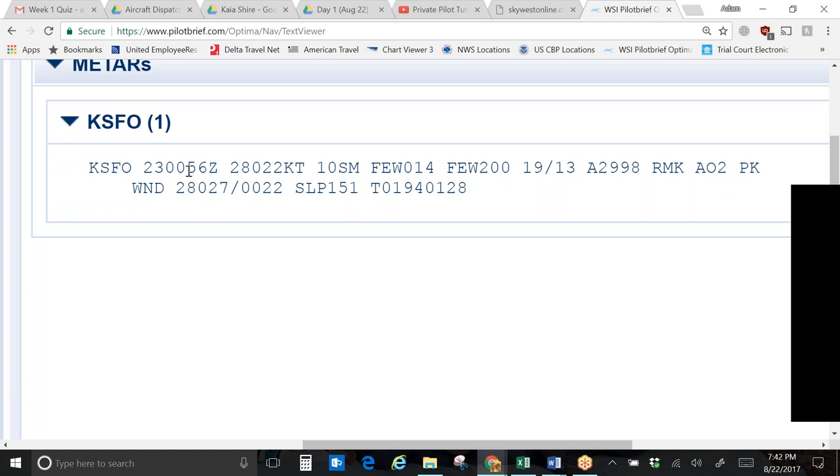Like their midnight Zulu is more like 7 o'clock or 6 o'clock here. It's -6. Is that what you said? Yeah. -6 right now in mountain time. Okay. So I didn't do that very good.